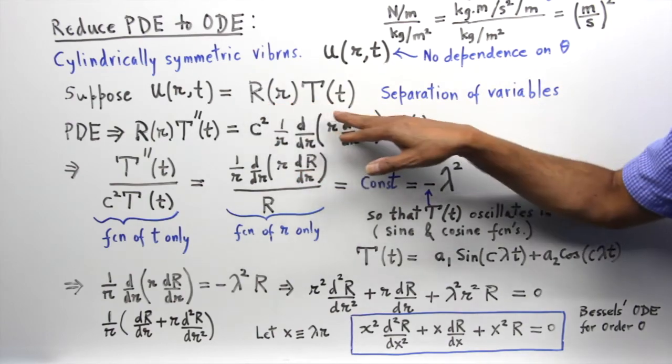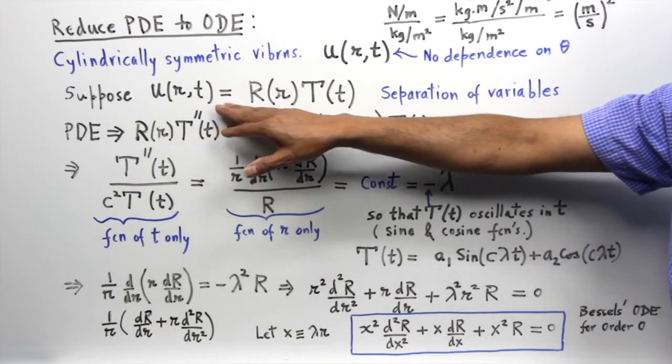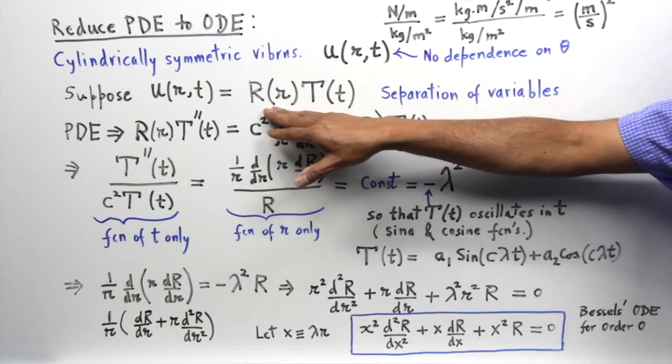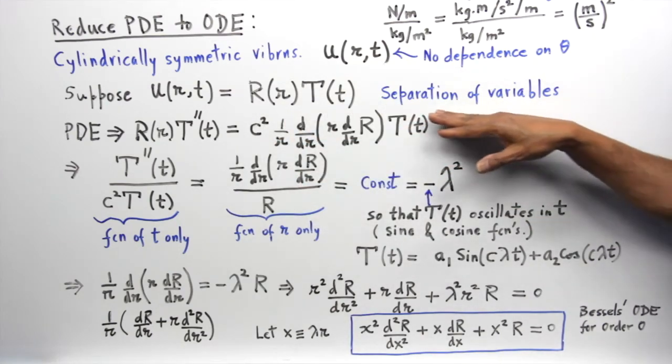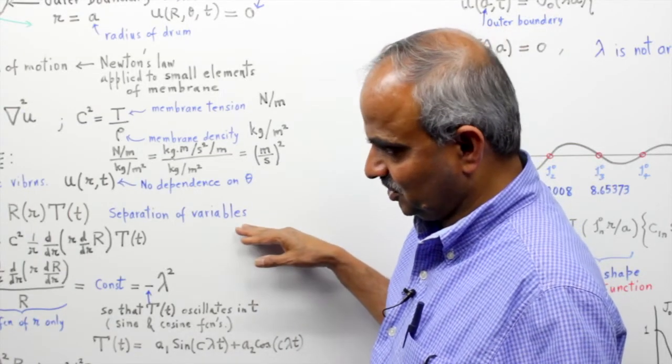So this idea, or this proposition, or this ansatz, that this dependent variable depends separately on space and separately on time, is the idea of separation of variables. This is a very general idea and can be exploited in many contexts.